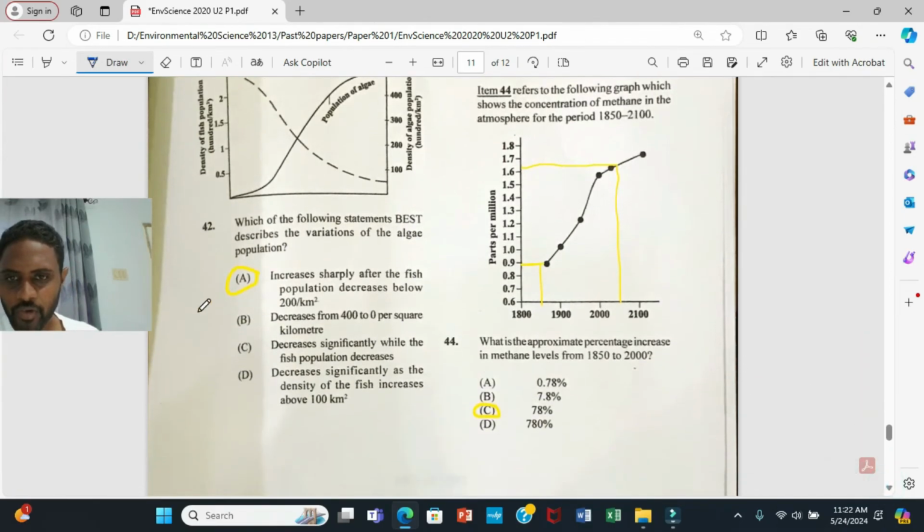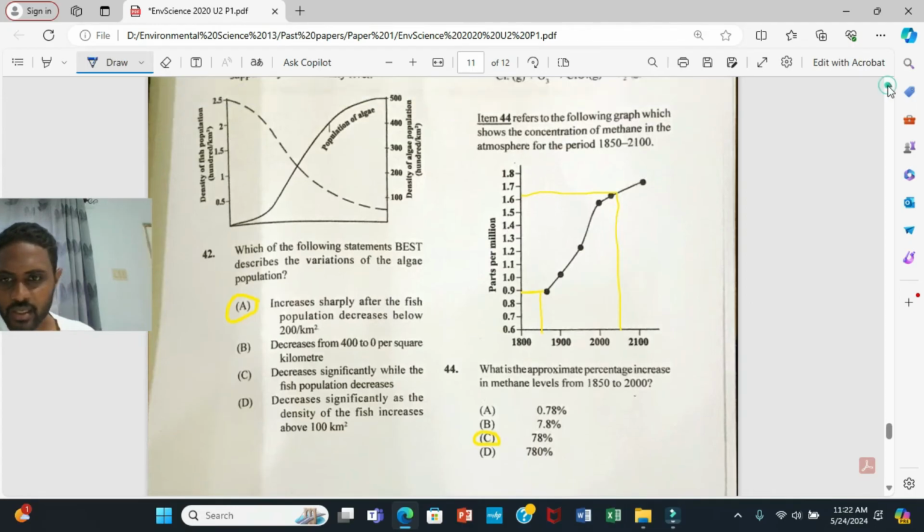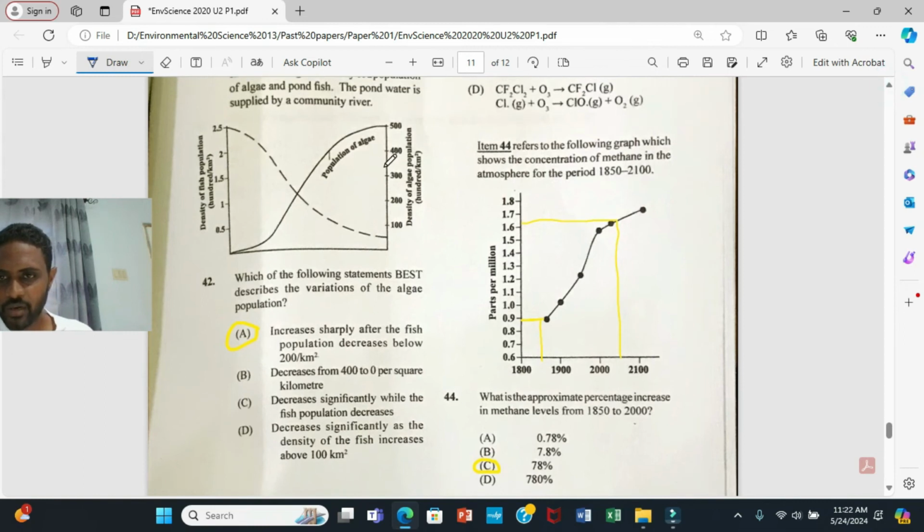42. Which of the following statements best describes the variation of the algae population? The answer would be A, increase sharply after the fish population decreases below 200 kilometers. Now this one, guys, takes a big number of analysis, but as you can see, when one goes down, the other one goes up.